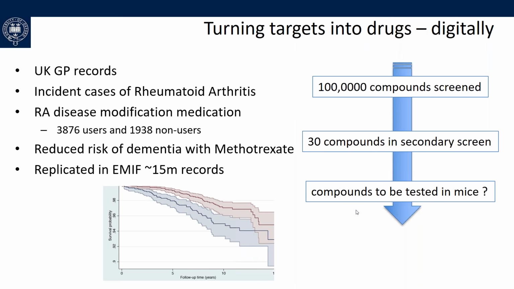risk of dementia with a drug called methotrexate. That's the red line in the Kaplan-Meier plot that I'm showing you now. The blue line is the control group that were not treated with methotrexate. So this was a great result, and I can tell you in unpublished data, we've now replicated that exact result across EMIF, across Europe, using EMIF in 15 million records.